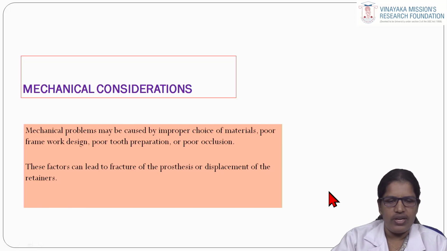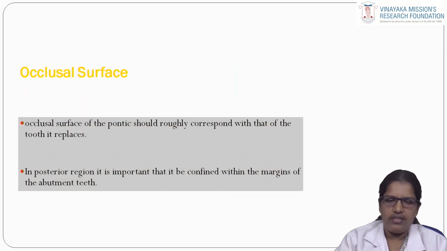Coming to the mechanical considerations, mechanical problems may be caused by improper choice of material, poor framework design, poor tooth preparation or poor occlusion. These factors can lead to fracture of the prosthesis or displacement of the retainers. In occlusal surfaces, the Pontic should roughly correspond with that of the tooth it replaces.